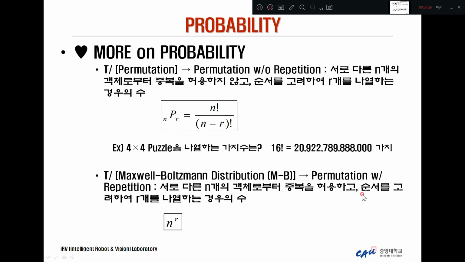So what is the number of instances of that permutation with repetition? This is very simple. n to the power of r. So among n distinct objects, you pick r with repetition allowed.